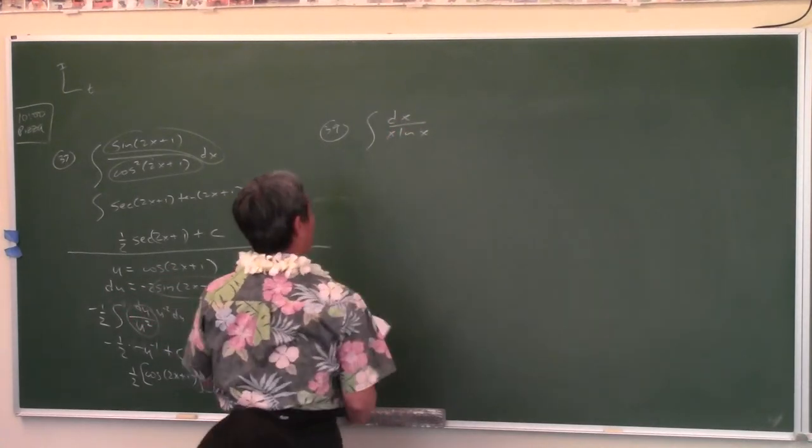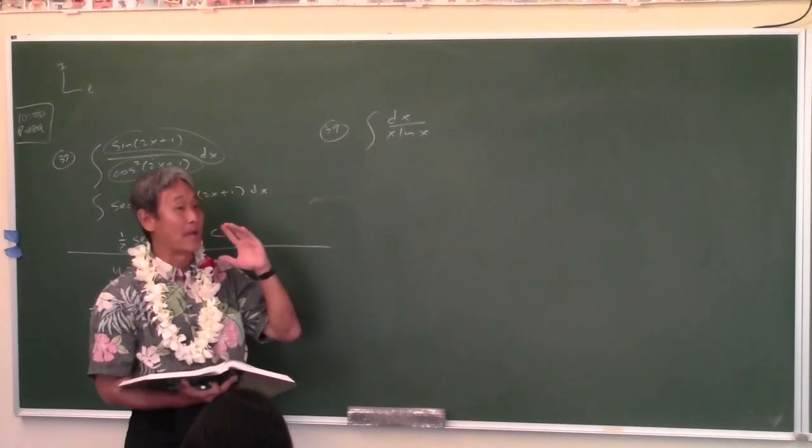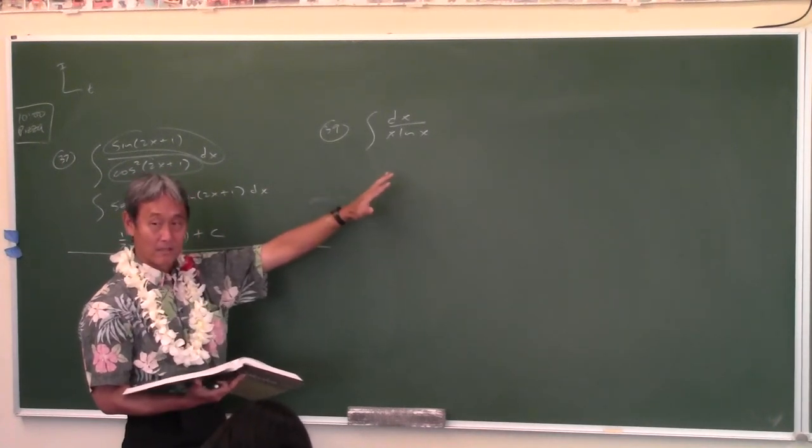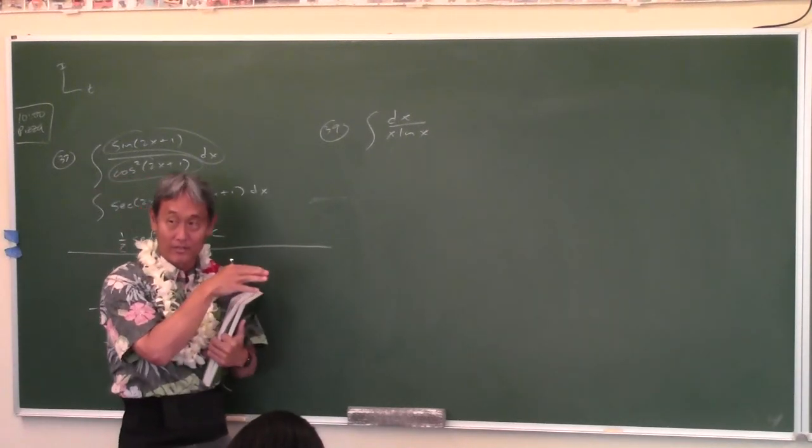Okay, let's do 39. This is the level of tomorrow's quiz. Tomorrow's U-substitution problems are based on this; this is considered basic. This is the kind of level that you have to do.